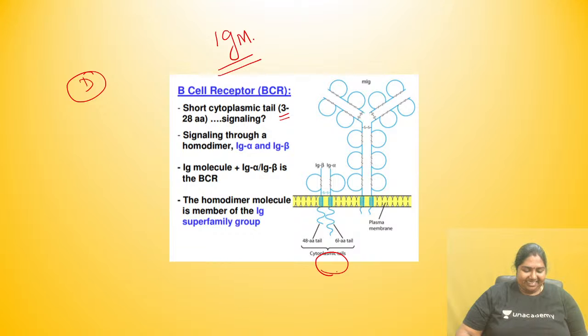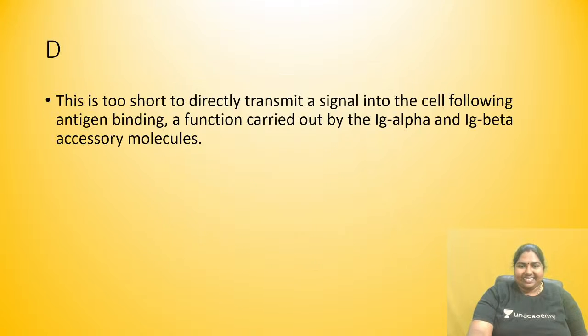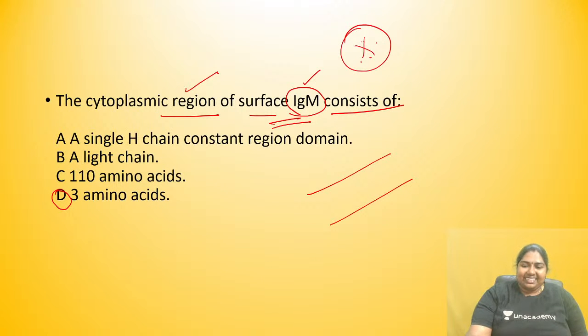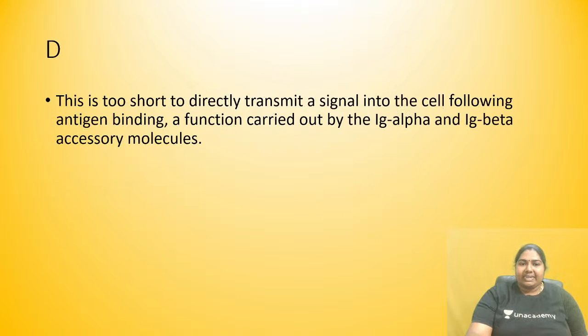Correct. So now it is clear? Yes, it is amino acid only. Oh, you read it as D3. Okay, now I got it. So now it is clear?